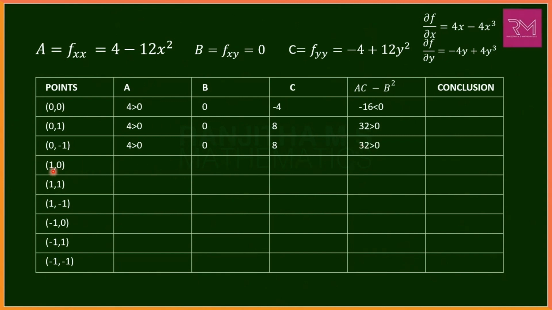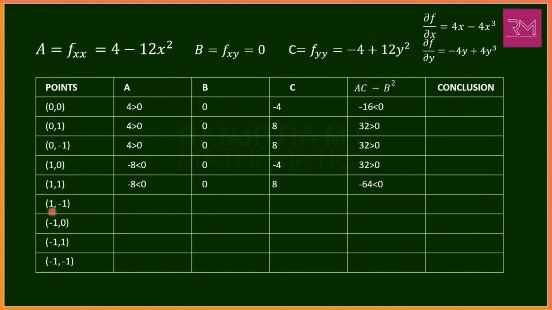Here we have to put x value as 1 and y value as 0. As x is 1, 4 minus 12 is minus 8, hence A is minus 8, which is less than 0. Here B is 0 and for C we put y value as 0, hence C is minus 4. Here AC minus B square is minus 8 into minus 4, which is plus 32, greater than 0. Similarly, we put x value as 1 and y value as 1. Hence 4 minus 12 is minus 8, less than 0. Here B is 0. For C we put y value as 1, hence minus 4 plus 12 is plus 8. Here AC minus B square is minus 8 into plus 8, which is minus 64, less than 0.